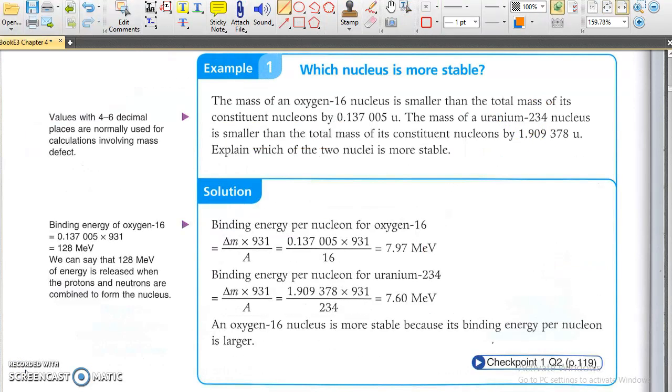Example 1. Which nucleus is more stable? You have to compare the stability of an oxygen nucleus with a uranium nucleus. As a uranium nucleus is so much larger, it has more nucleons, and so its binding energy must be larger. To compare their stability, you should calculate the binding energy per nucleon. After all, an oxygen nucleus is a little bit more stable, as its binding energy per nucleon is a little bit larger.